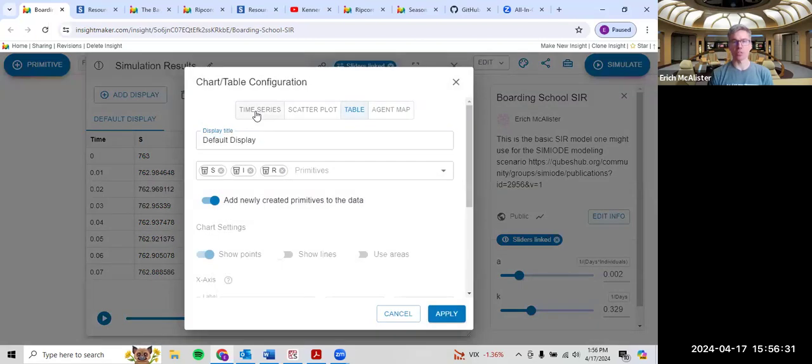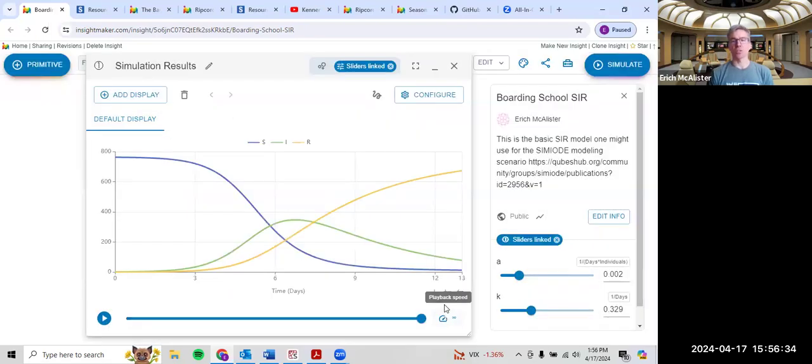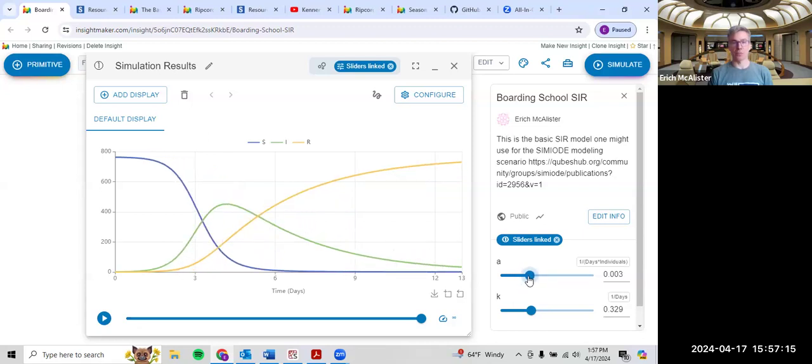Now I'm going to go back to the time series because that's the one I'm interested in. This is actually a relatively new feature of Insight Maker. Up here it says sliders linked. And this is pretty cool because one of the things that we always want to do is somehow match the solution to some sort of data. And the most primitive way to do that is, okay, play with the parameters until it looks right. So when the sliders are linked, I can move a slider and see what it does to the graph.